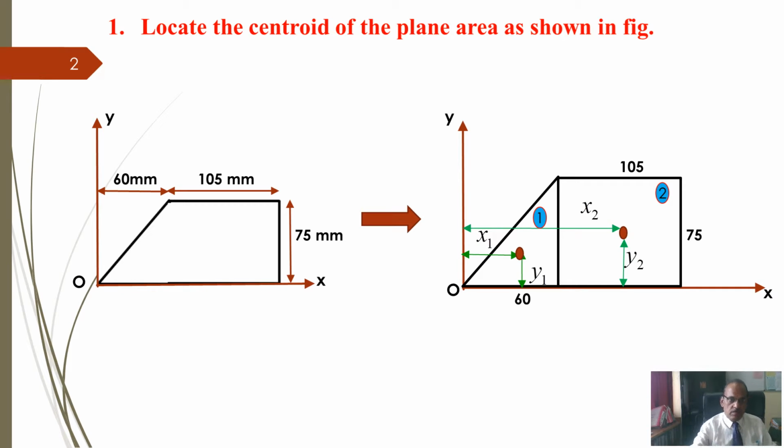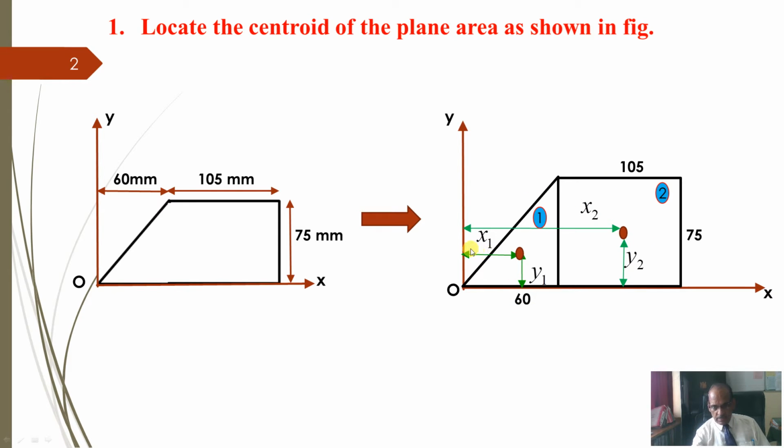Locate the centroid of the plane lamina as shown in figure. Now the composite figure is like this. From this figure, can you tell me how we can divide this figure into regular figures? I hope you understand this is one triangle and this is a rectangle. So the triangle I will call 1 and this is 2. I will divide first this into two parts.